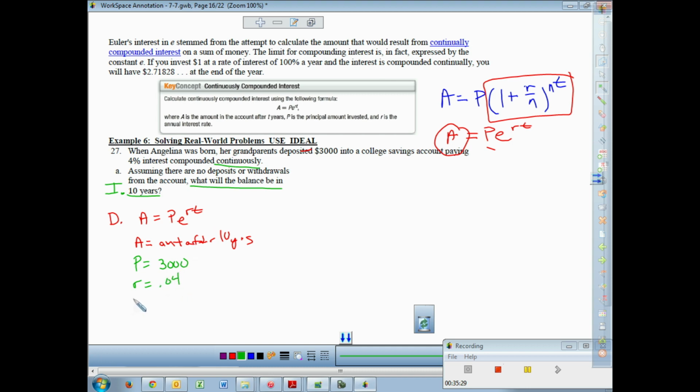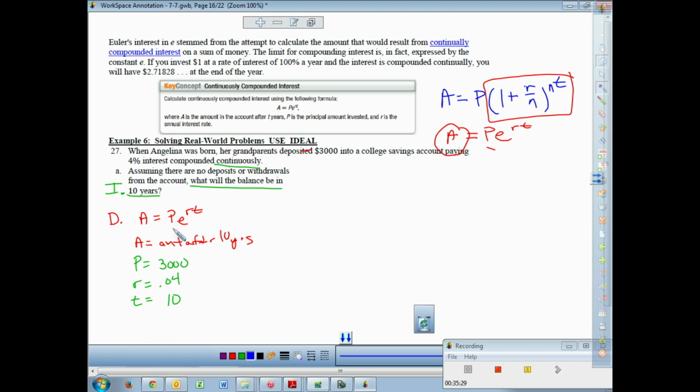And T is the time in years. Do we know the time in years? 10. Is everyone cool with that? That's all the things to define. Write the PERT formula. Whatever formula you're using, most of these will be the PERT one. Then tell me what all those stand for.